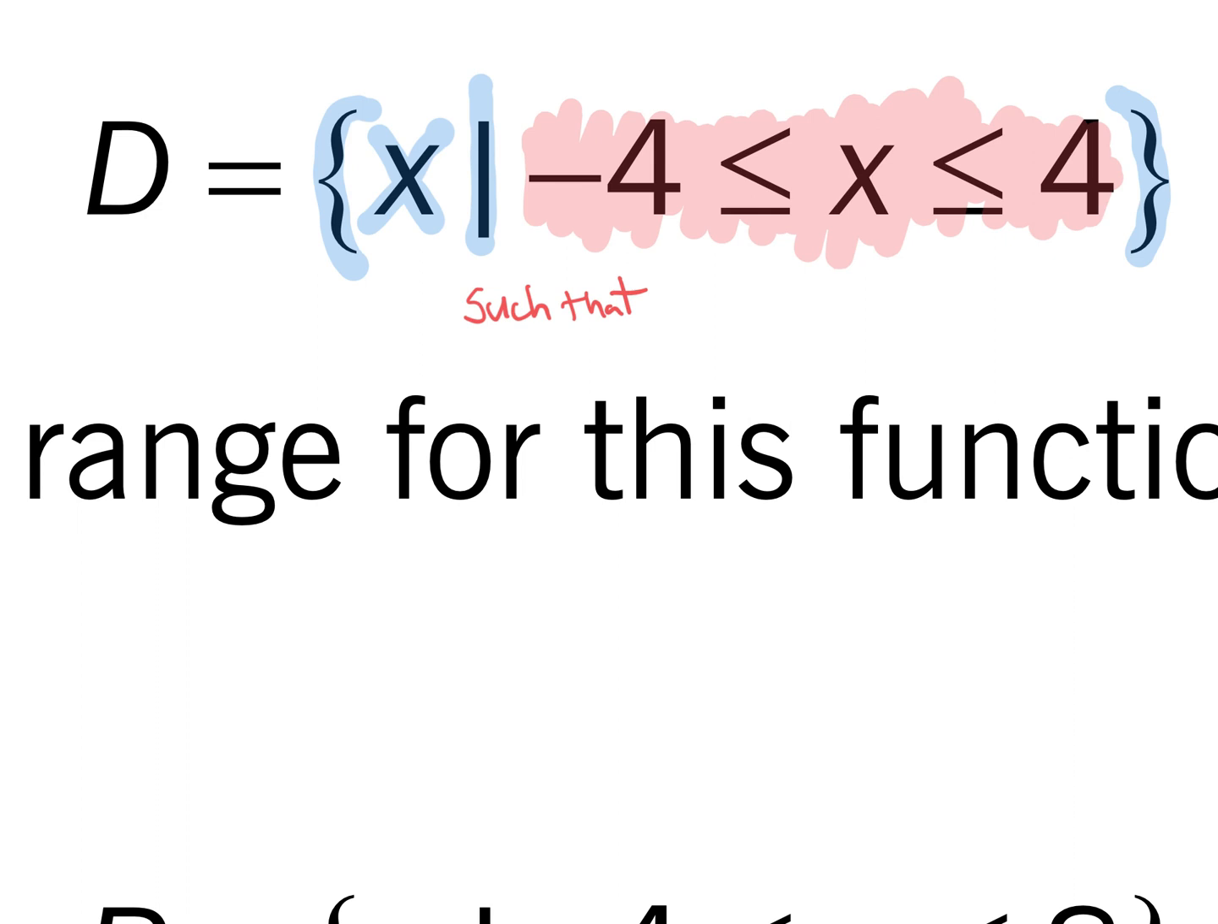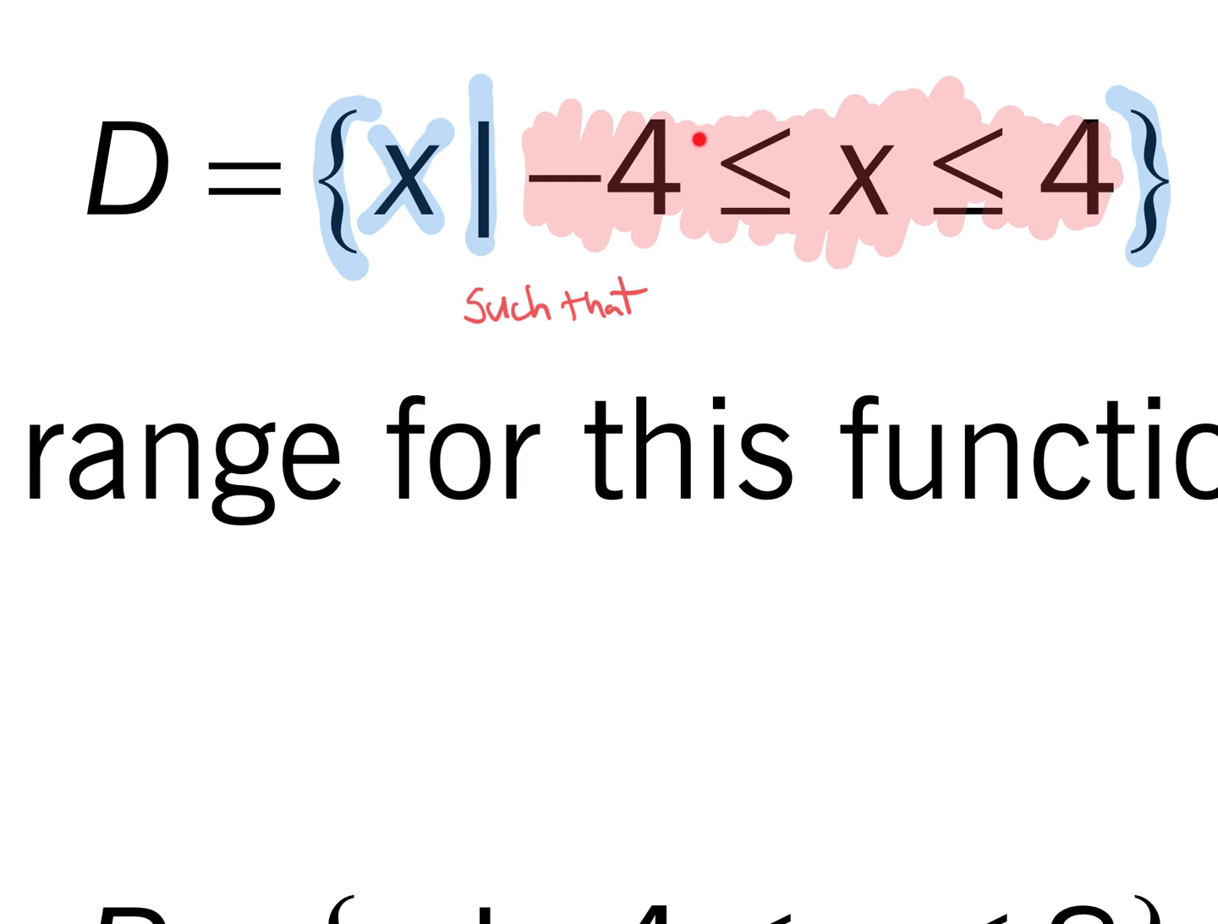And the rest is going to tell me or whoever else is reading your work what x can represent. Well, if we read this, it says x is less than or equal to 4 while being greater than or equal to -4.